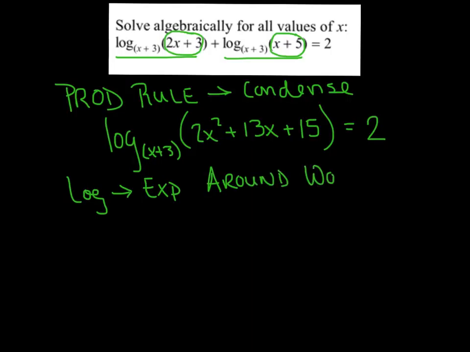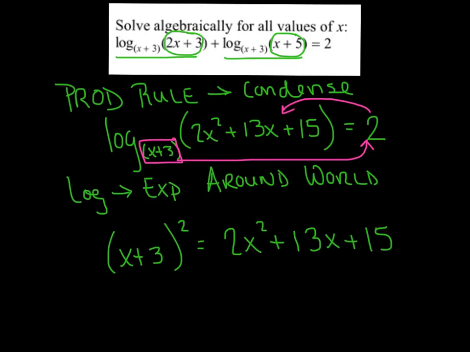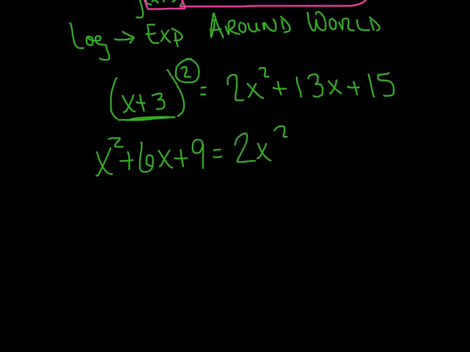So let's see, what does around the world look like? Around the world says I'm going to start with this base right here. I'm going to raise it to the second power and then set it equal to this quantity right here. So we've got x plus 3 raised to the second power equals 2x squared plus 13x plus 15. Okay, now this squared sign is going to tell us to FOIL out the x plus 3. So we get x squared plus 6x plus 9 equals that 2x squared plus 13x plus 15.